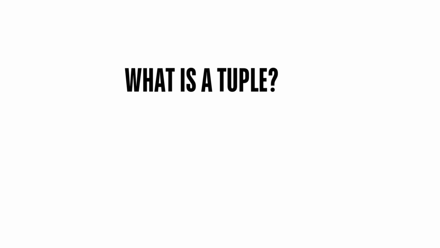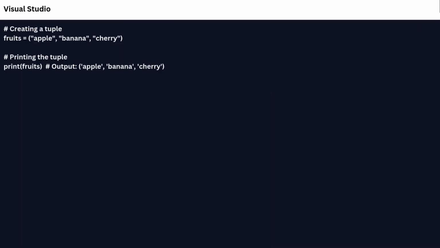What is a tuple? A tuple is a collection that is ordered but immutable. This means that once a tuple is created, its elements cannot be changed, added, or removed. Let's take an example. fruits = ("apple", "banana", "cherry"). When we print the tuple, print(fruits), we will get an output of apple, banana, cherry.